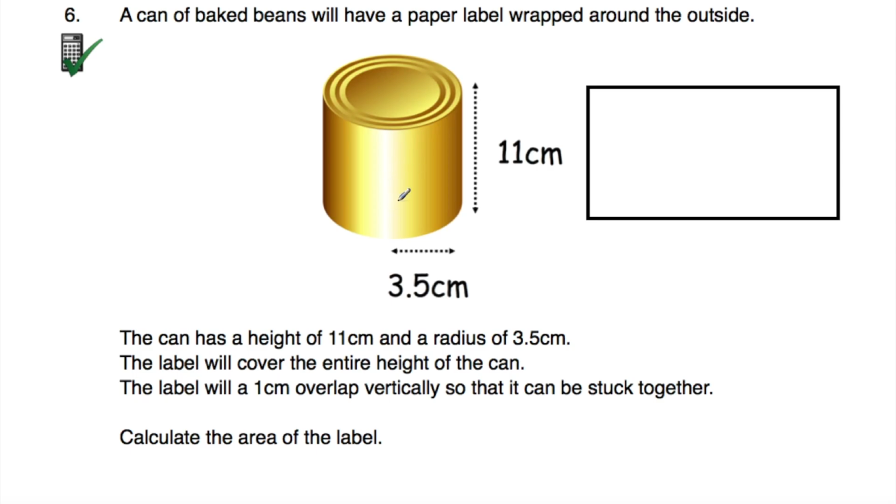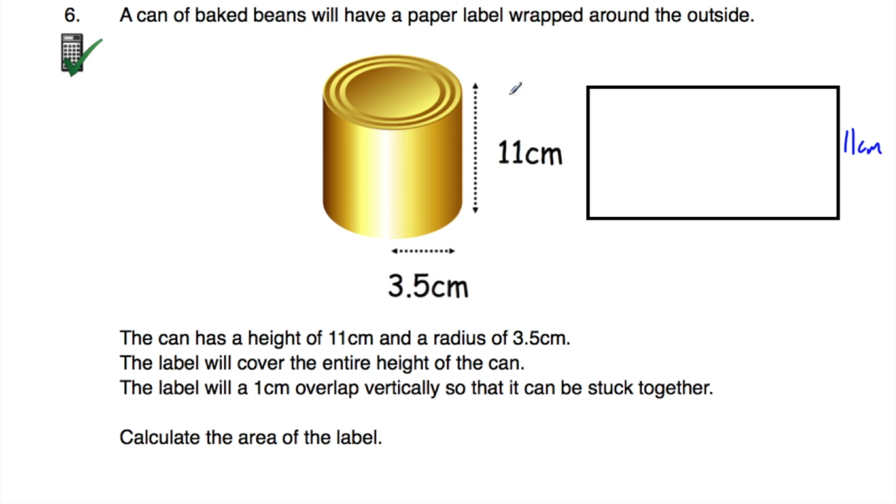So let's consider that curved face. Normally if you cut it vertically and roll it out, you would get a rectangle. The length of the rectangle would be the circumference of the circle, and the width of the rectangle would be the height of the cylinder. That's going to be 11 centimeters, and we know it's 11 centimeters because it says the label is going to cover the entire height of the can. But let's consider the length of the rectangle, because normally the length would be the circumference of the circle. With this label, there's an extra 1 centimeter so that it can stick on to the other side, and then it would fit around, because if it was just the right size, then it couldn't be stuck to itself.